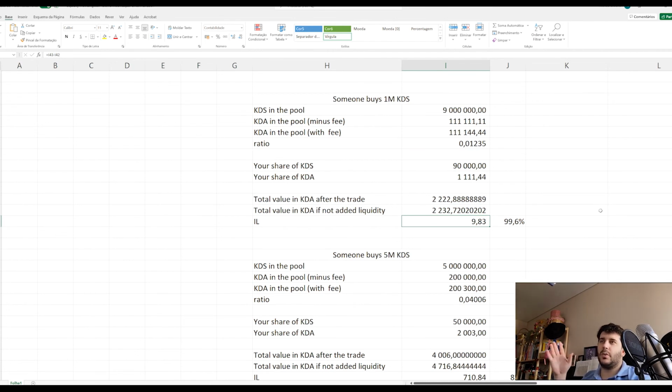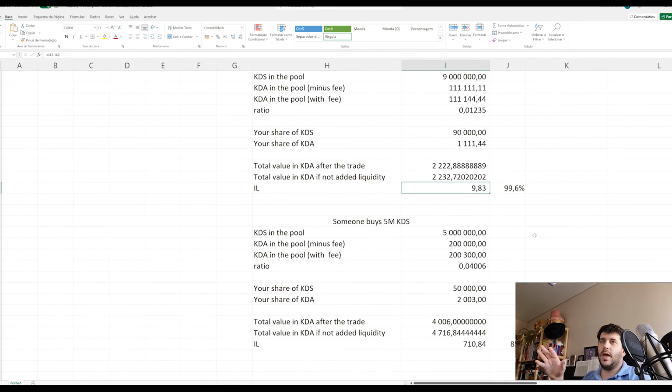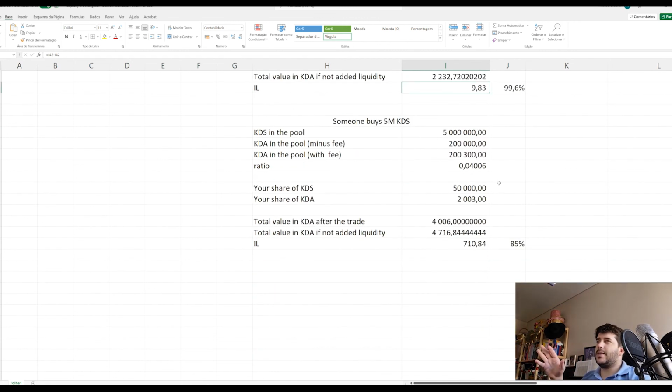So why would you provide liquidity, right? You just lost 0.4%, and you need to have the hassle of providing liquidity and whatnot. Maybe you just stay with the assets in the wallet, right? Now let's see an extreme example. If someone buys 5 million KDS, so half of the pool.